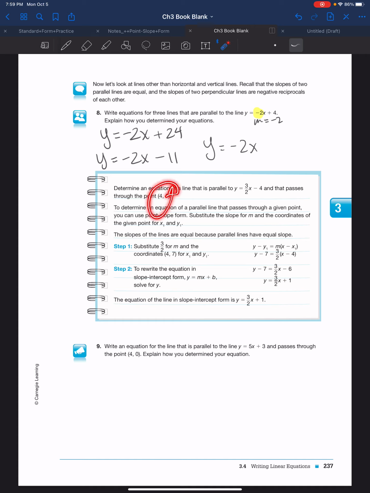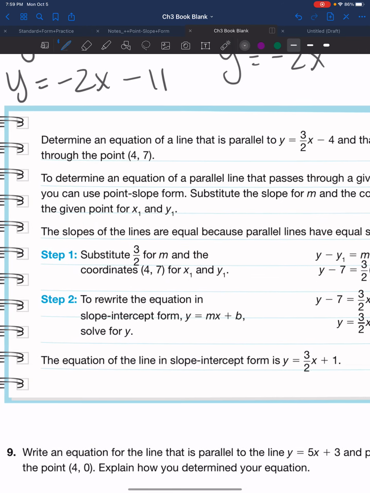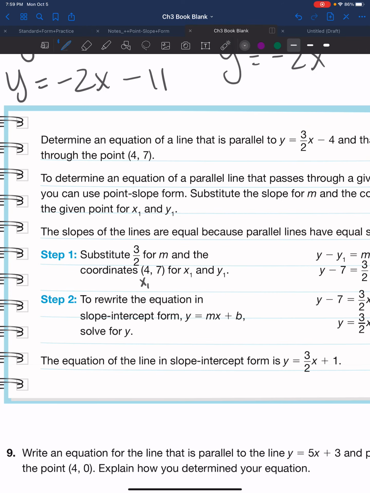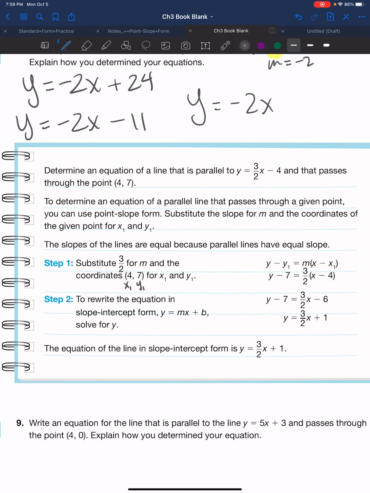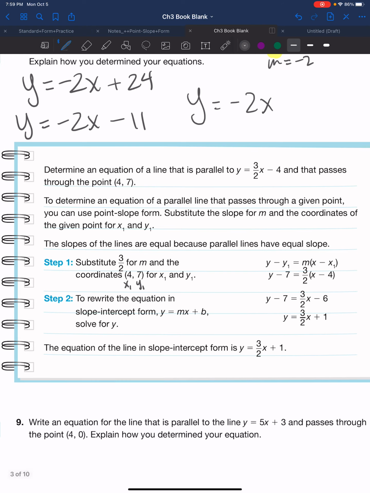I have a point that it goes through, and I know it's parallel, so it's going to have a slope of 3/2. So they kind of talk about that here. (4, 7) becomes our x1, y1, just like they say there. And we substitute that into point slope form. For today, we're just going to plug it into point slope form. We will practice more solving for y later on.